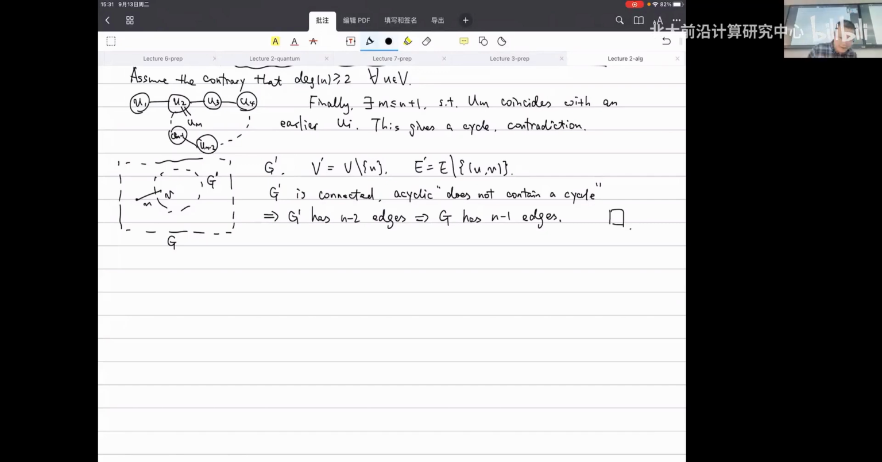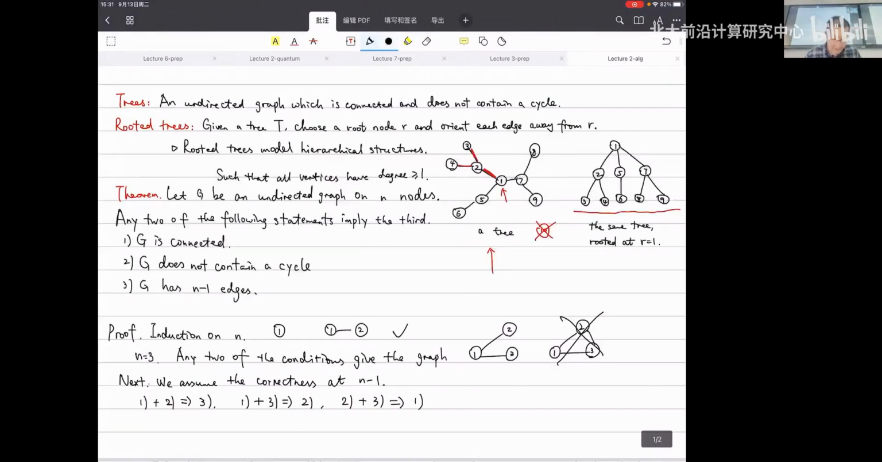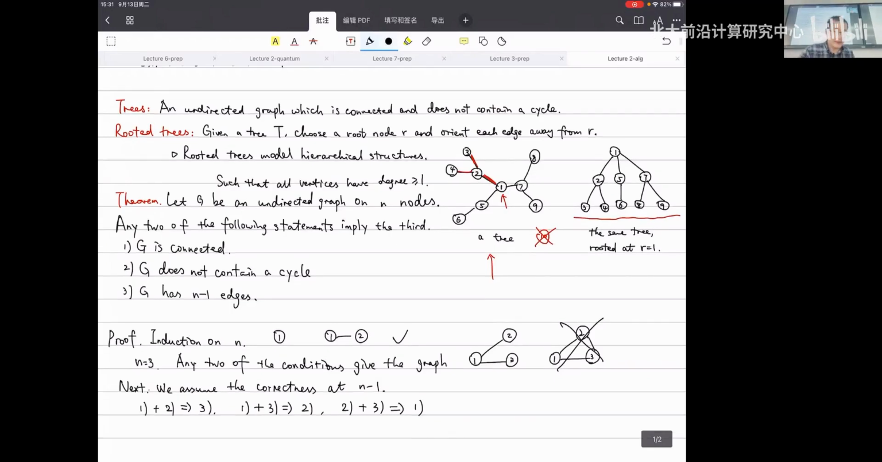So this finishes our discussion that in general, if you want to look at a tree, and we have the assumption that all the vertices have degree at least 1, then if the graph is connected, it is a tree. It suggests that this graph is connected and does not contain a cycle, and the graph has n minus 1 edges. And in our theorem here, we prove a quite strong result: any two of the conditions here imply the third.